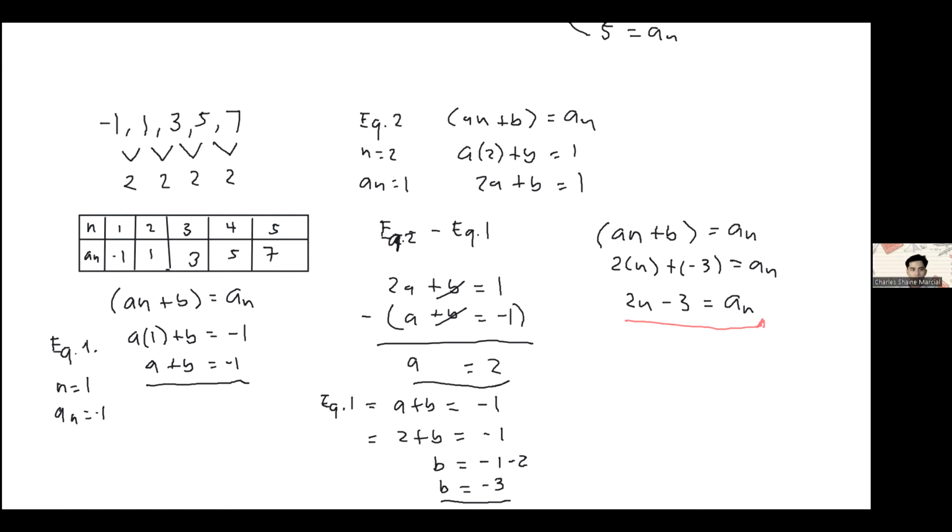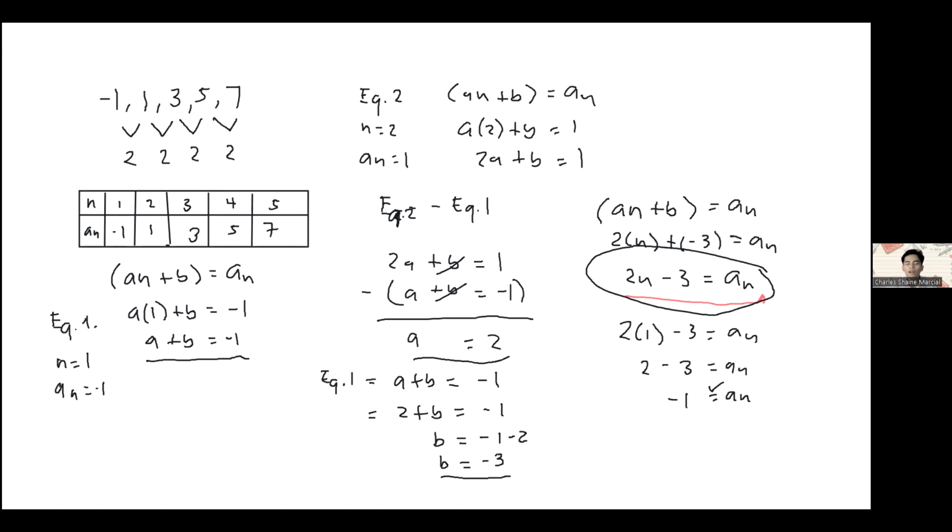So, okay. I-check natin kung ito ba talaga yung general term. We will just substitute dito sa first term. Tingnan natin kung magiging negative 1 ba talaga yung first term niya. So we have 2 times 1 minus 3 is equal to a sub n. 2 times 1, 2 minus 3. And that is equal to negative 1. So ibig sabihin, tama ito. Okay? Ito yung general term natin. Alright, nakuha. I hope nakuha nyo. So, let's have another example.